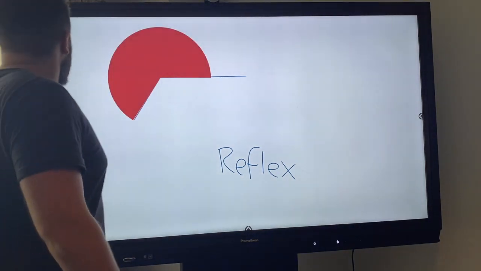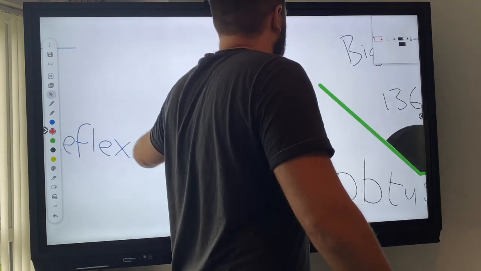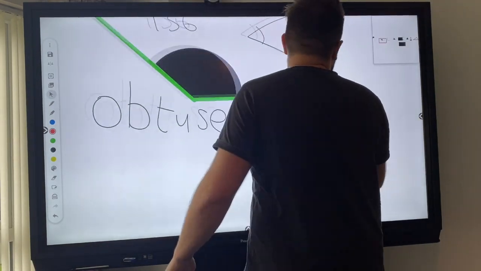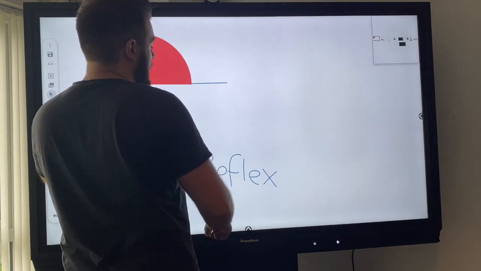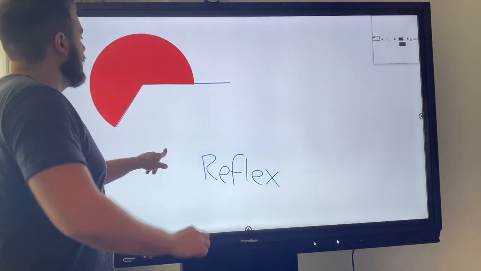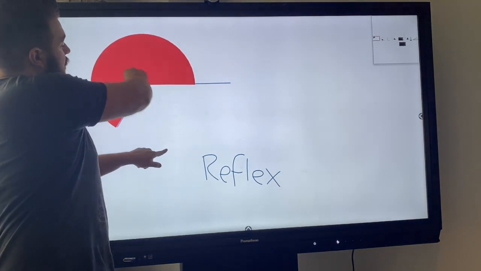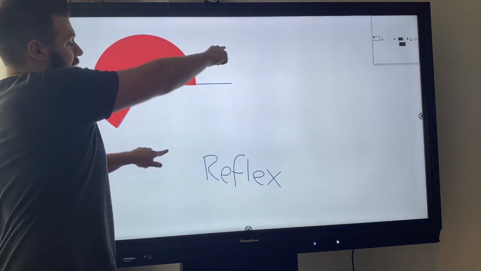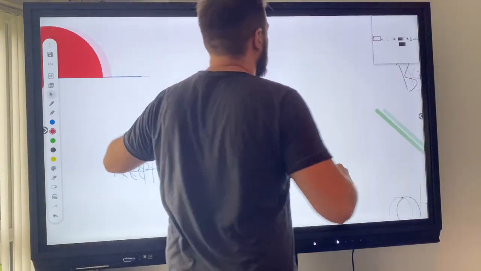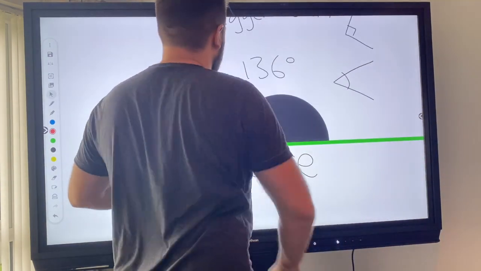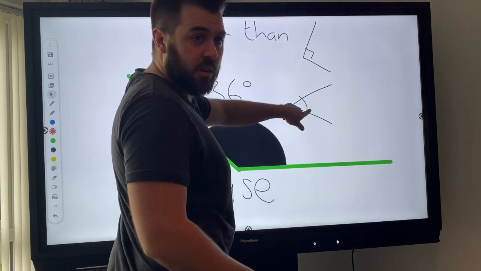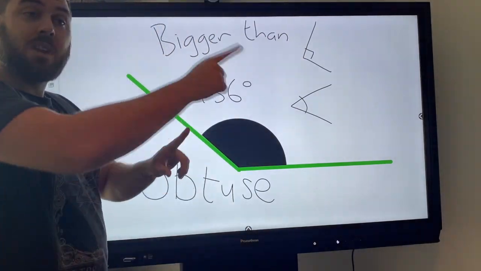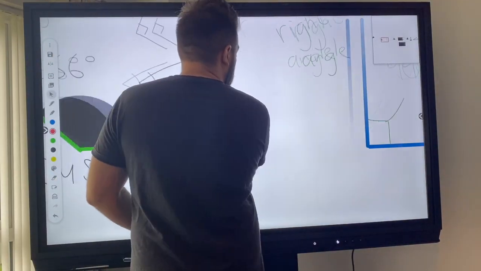So, we'll go back and we'll have a quick look at testing these out. As we're going back, we should remind ourselves: we've got reflex angles, and they're the biggest angles you can get. So they're bigger than an obtuse, bigger than a right angle, and bigger than an acute angle. We've got an obtuse, which is bigger than a right angle and an acute angle, but it's smaller than a reflex angle.